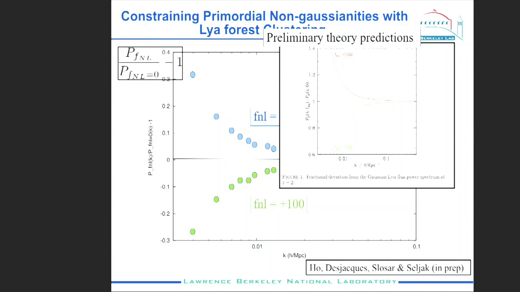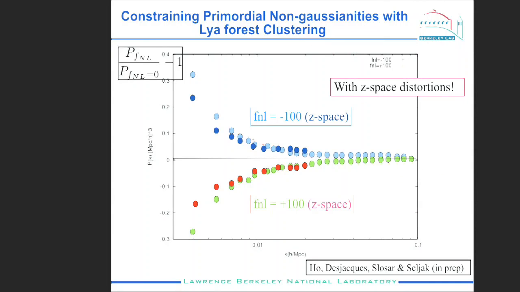And we have preliminary theory predictions, which also predict the minus 100 and plus 100 going in the opposite direction from what you expect from galaxies and quasars. So it's a cool way to look at things when you get a completely different signal. And with redshift-space distortions, we cannot predict that yet. This is preliminary.